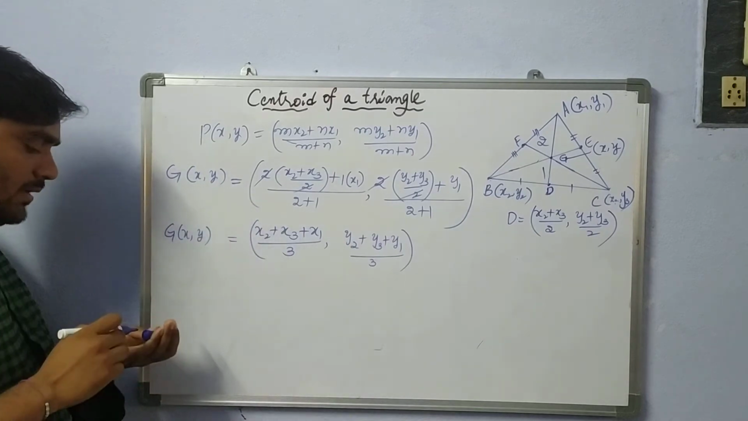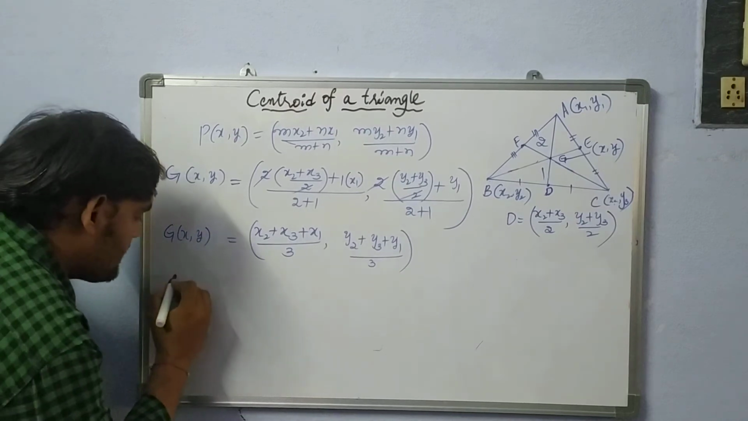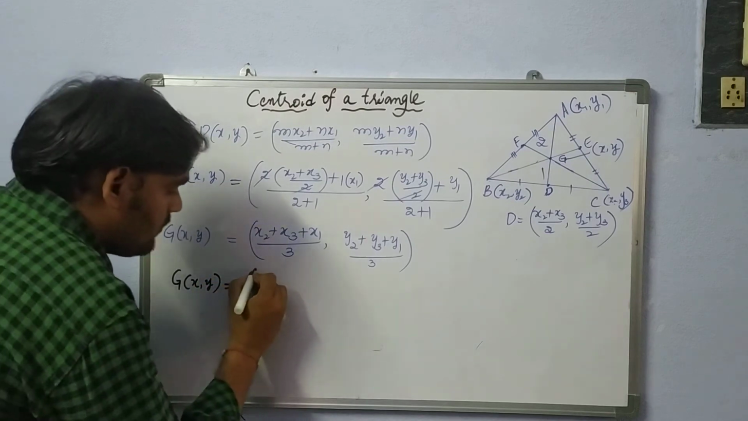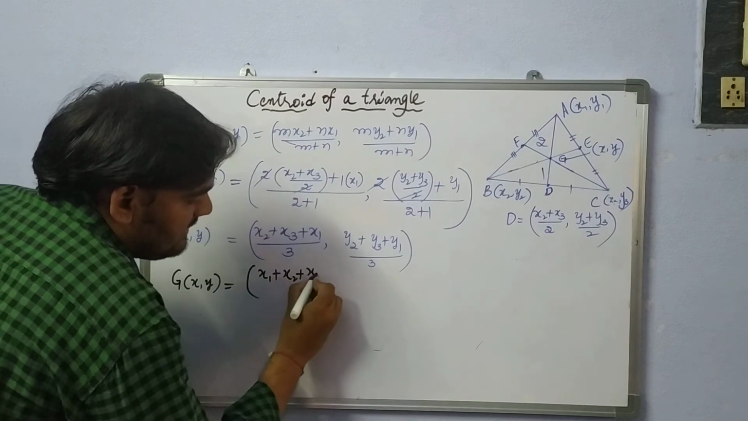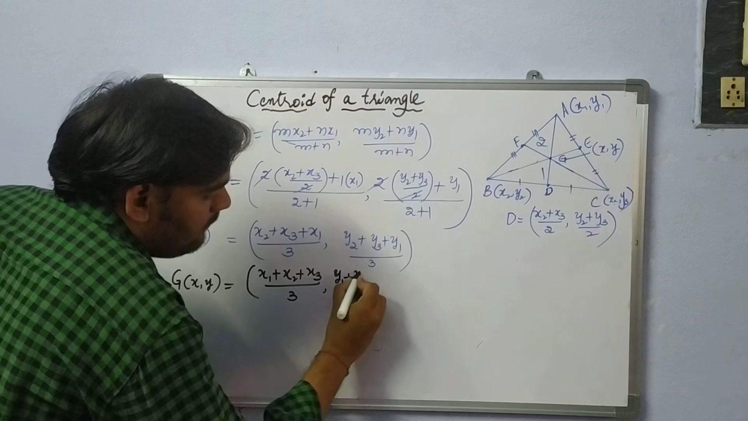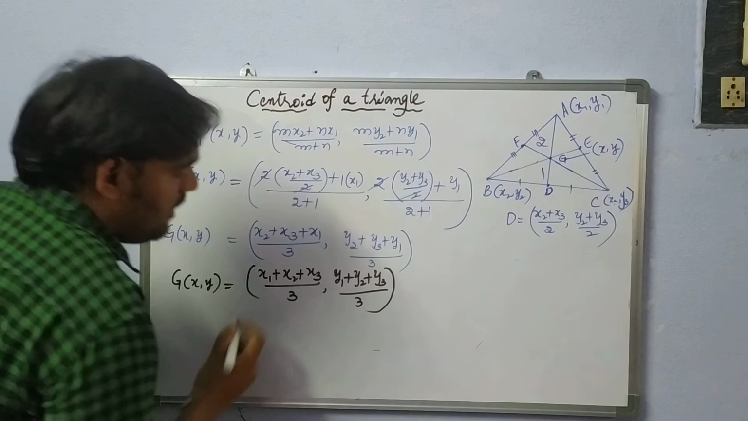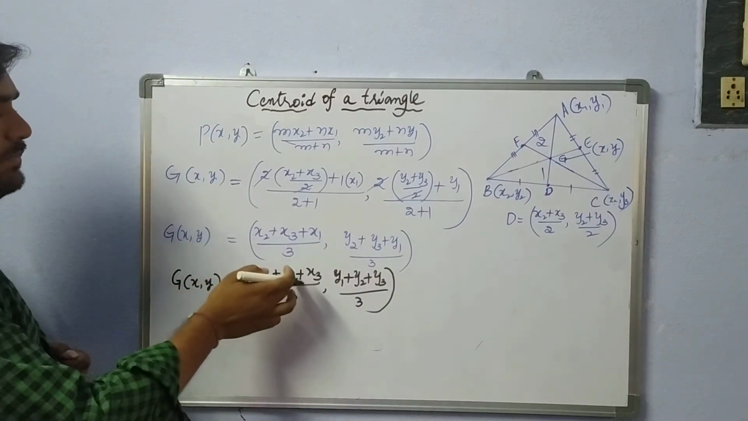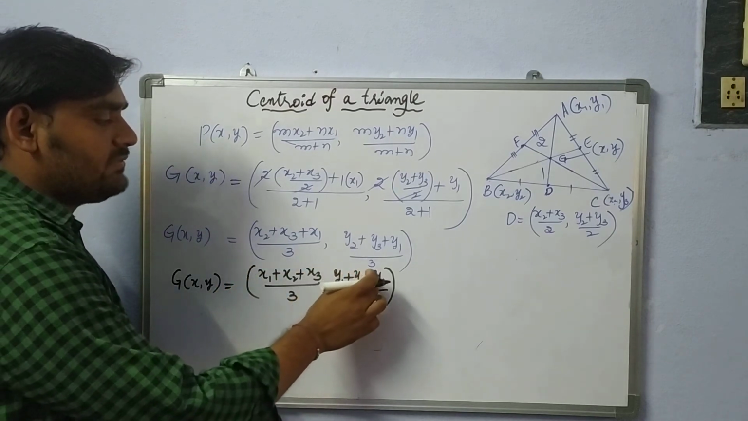or else we can follow one order. At that time we will get G(x, y) is equal to (x1 plus x2 plus x3) by 3, comma (y1 plus y2 plus y3) by 3. This is the formula of the centroid G(x, y) equal to ((x1 plus x2 plus x3) divided by 3, (y1 plus y2 plus y3) by 3).